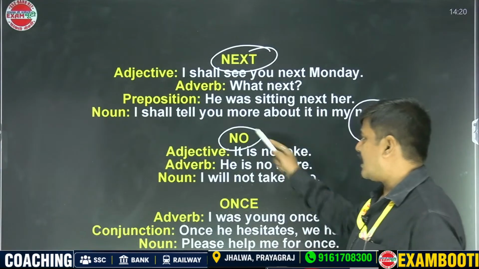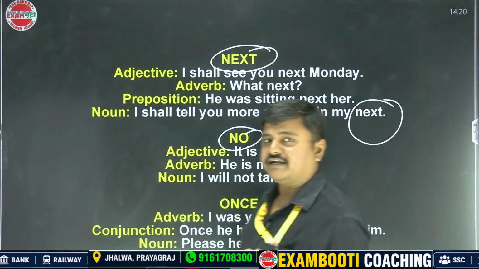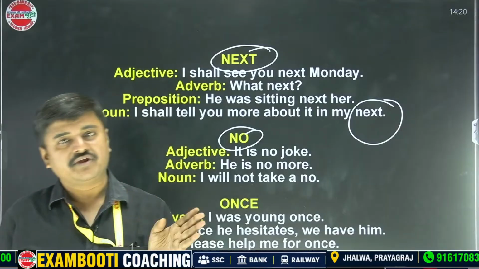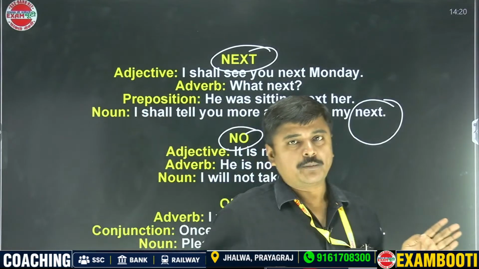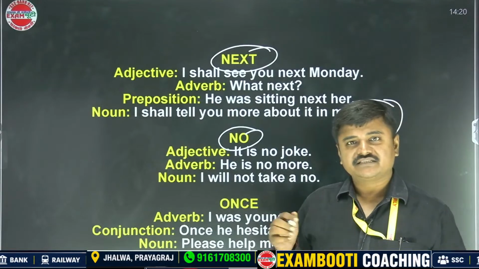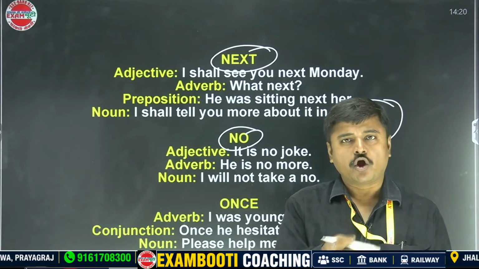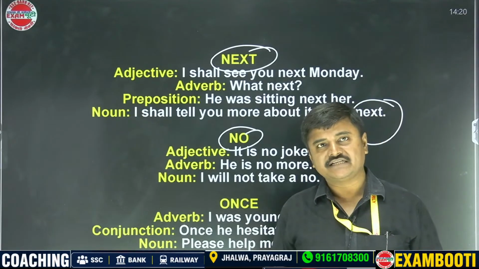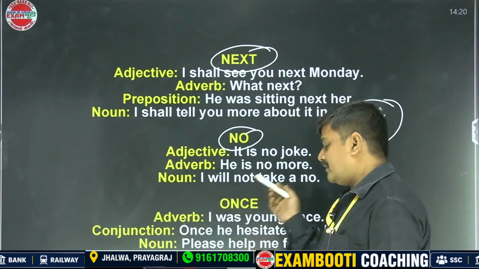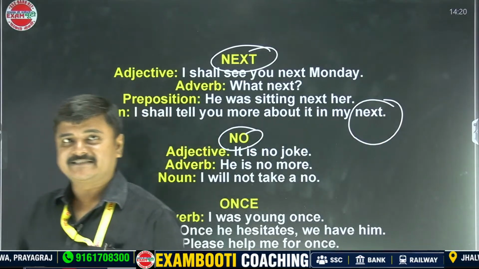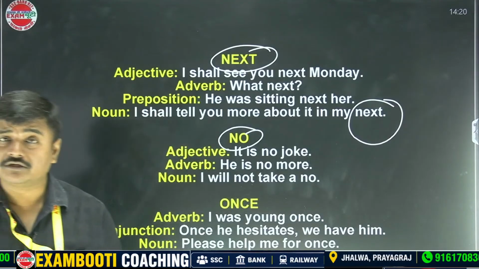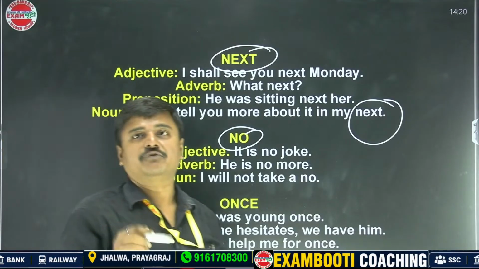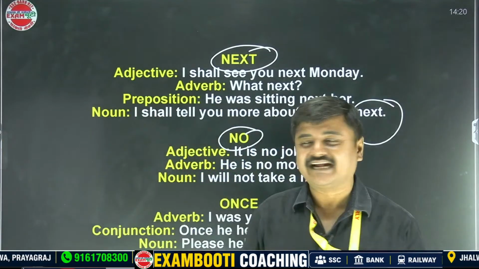This is another word. Take the word "no", and you will find that this word is functioning in three different ways in these three sentences. Like so many words we discussed earlier, this very common word "no" can function as an adjective, as an adverb, and also as a noun. You can see that in the first sentence: "It is no joke." "No" is just before "joke", which means just before a noun. That's why it is an adjective.